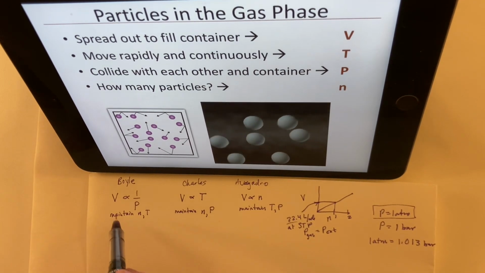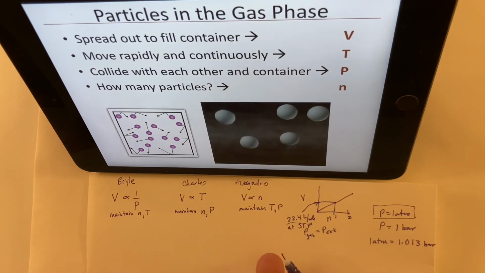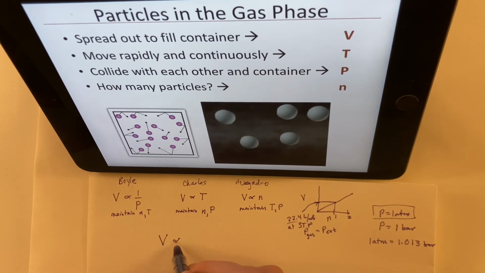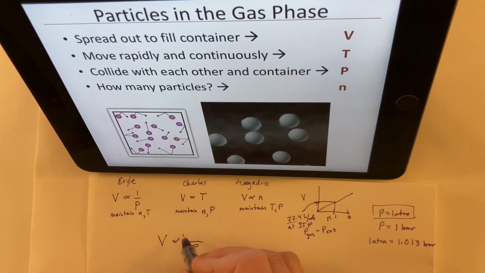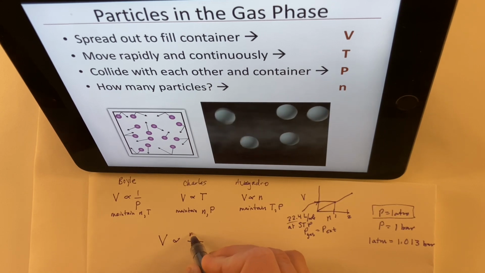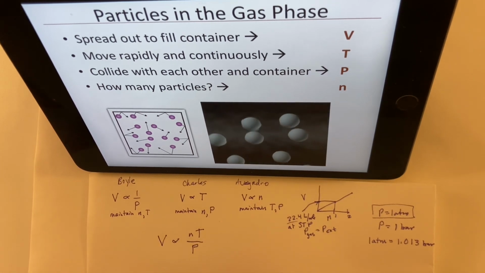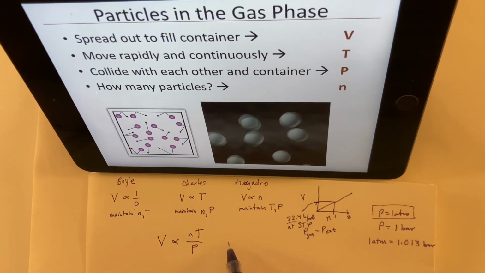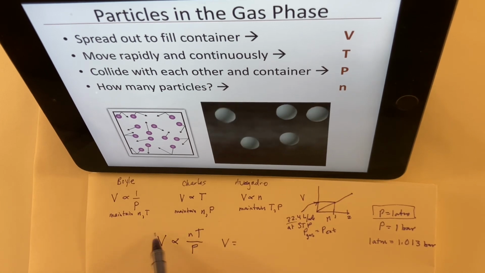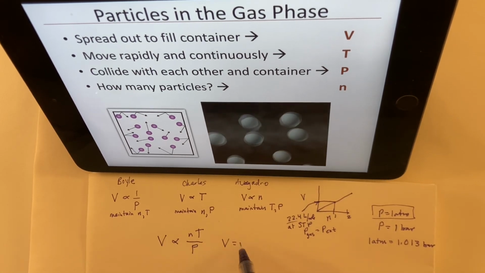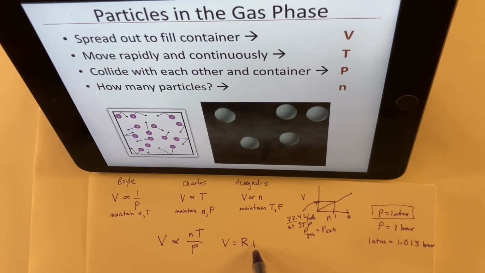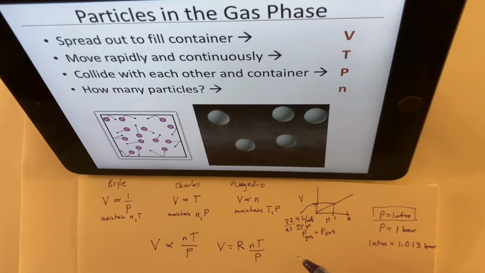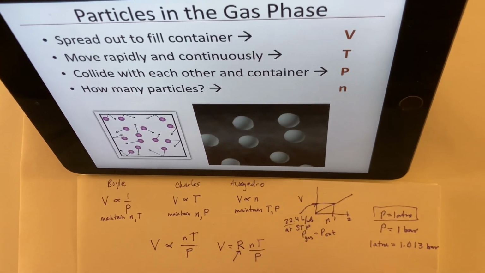Okay, so what we're going to do now is take these 3 observations and put it all together. If volume is inversely proportional to pressure, but also proportional to N and T, we're going to put that all together. And then we could take our proportionality and turn it into an equation. Like these 2 sides aren't equal, they're proportional, but they could be equal if we offset them with some kind of constant that we're going to call R. R is this proportionality constant.